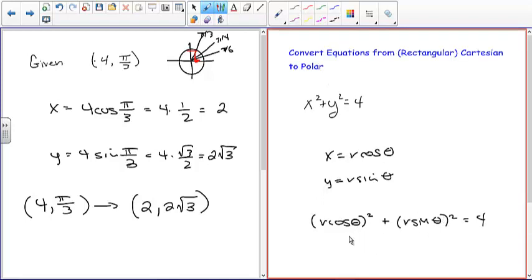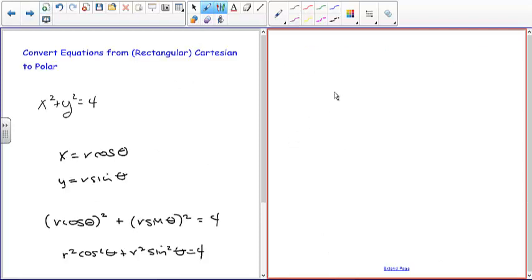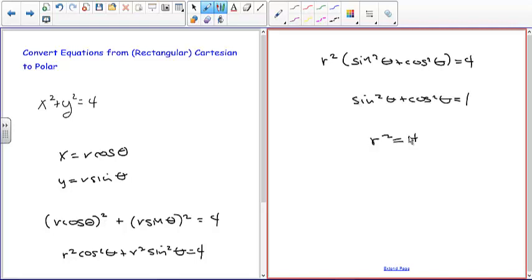And you would then have r squared cosine squared theta plus r squared sine squared theta equals 4. You could factor out the r squared. I'm going to change the order. r squared times sine squared theta plus cosine squared theta equals 4. But sine squared theta plus cosine squared theta equals 1. Therefore, you get r squared equals 4, or r equals, I guess, plus or minus 2, which is true, but we would probably just think of it as 2.